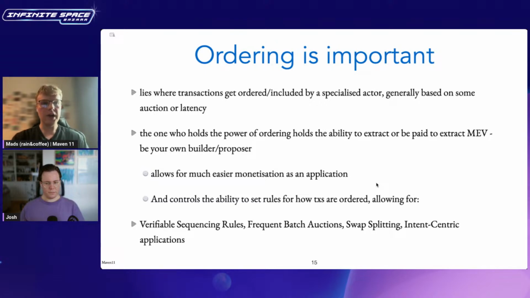If you're doing any front running, back running, or arbitrage, it's all related to where transactions are ordered in a block. And generally, we have some specialized actor that is building and proposing these blocks, like we've seen with proposer-builder separation in Ethereum with MEV-Boost. And generally, we have some auction related to this. Now, if you hold the power over ordering, which as a rollup you do, you're running the proposer / sequencer, and the sequencer controls where the transactions are put in a block. If you do that, you hold the power to extract, or be paid to extract, MEV.